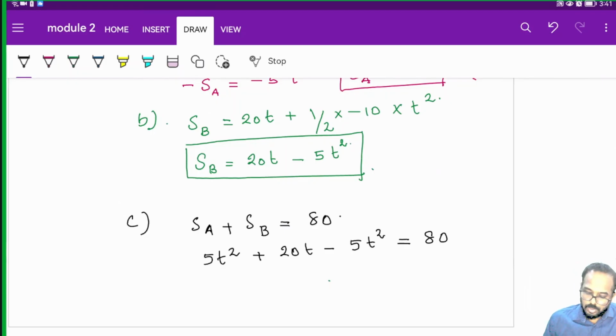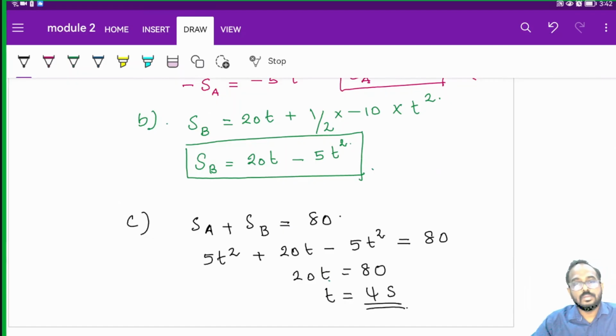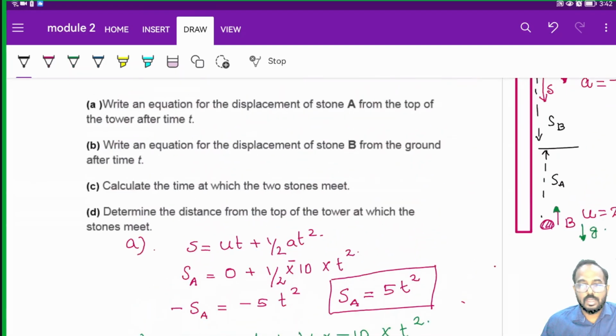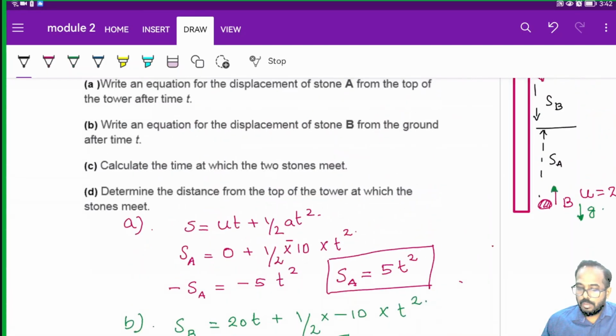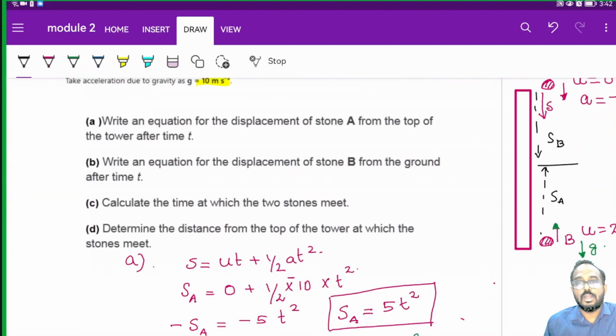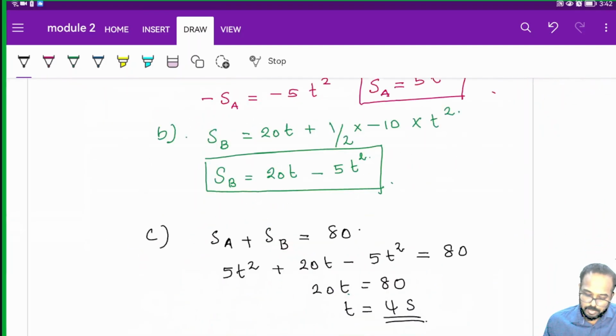Right? So 20t equal to 80. t is equal to 4 seconds. You got the answer, right? 4 seconds. It's easy. You need to remember we already substituted the negative sign. That is why you're getting the answer like this. The displacement of A plus displacement of B should be the total displacement 80, right? You understood? Next, determine the distance from the top of the tower at which the stones meet. So you need to find out the displacement.